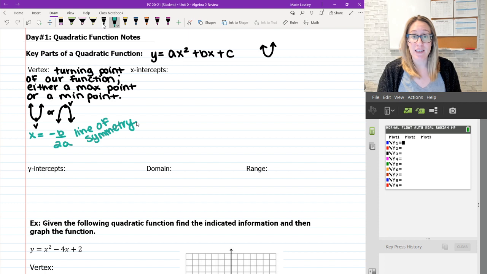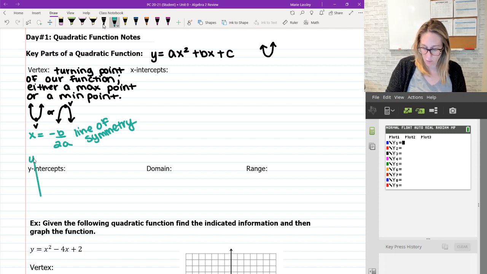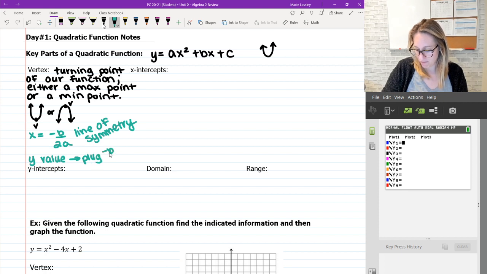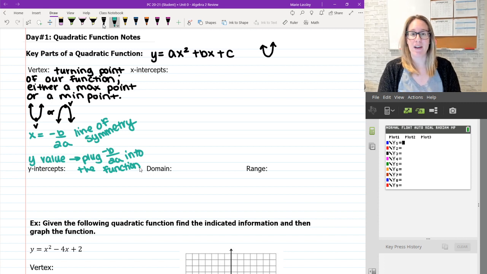All right, now this is going to give us the x value, but we still need a y value, because remember, points are x comma y. To get it, all we need to do is take that value we got when we found our x, and we're going to plug that into our equation. So to find the y value, all we need to do is plug that negative b over 2a into the function, and it's going to give us our y value. So then we'll have a nice pretty point, x comma y, and you're done.